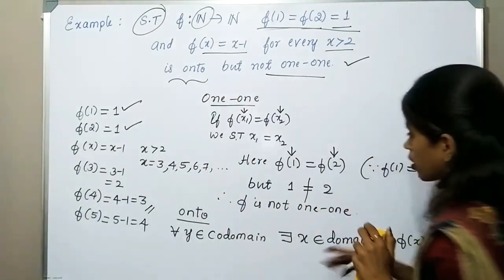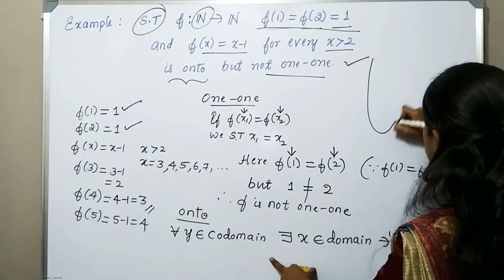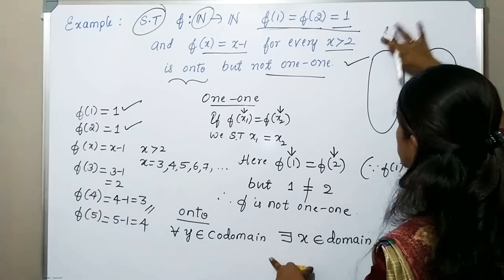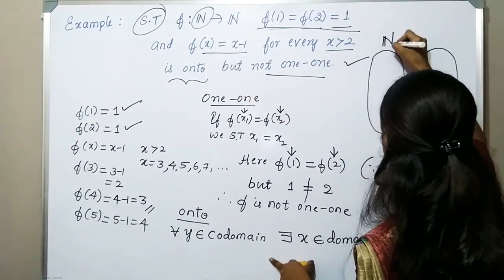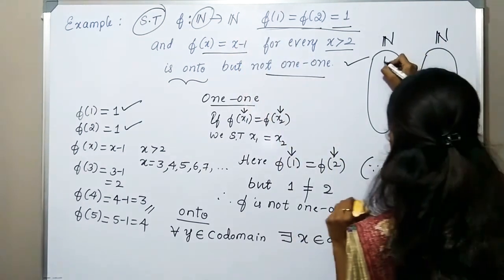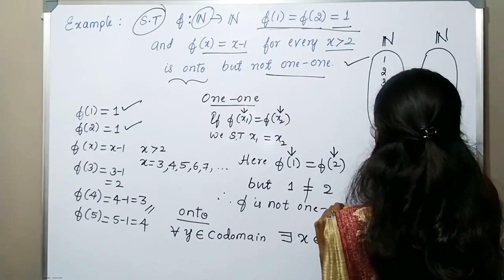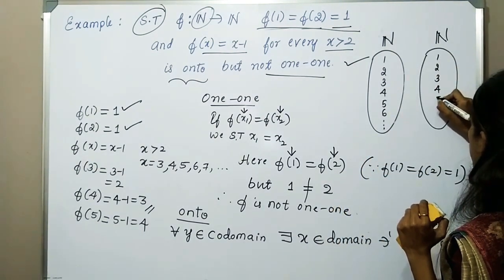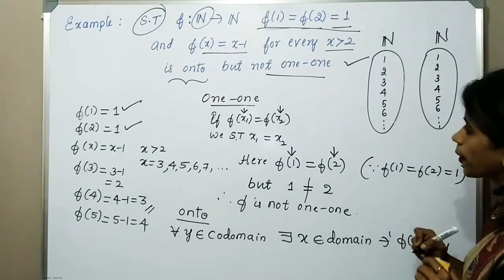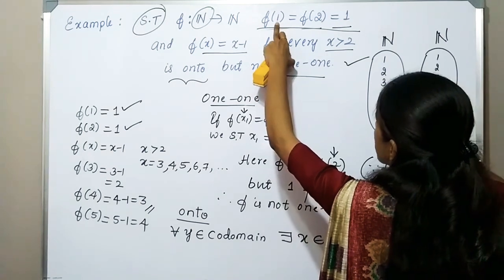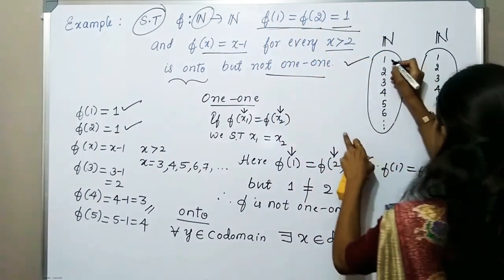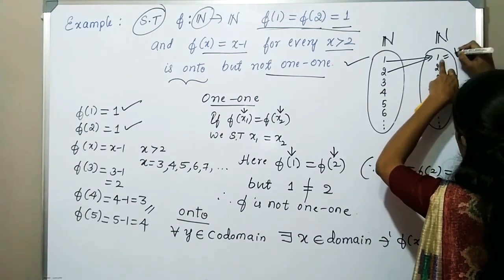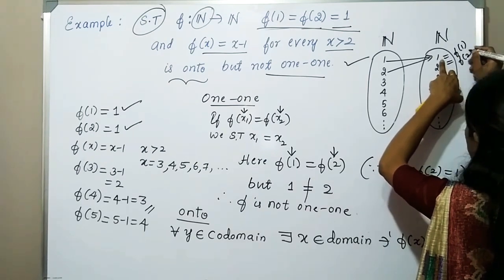So for this, if I take an arrow diagram, here what is the first set? Natural numbers. The second set is also natural numbers. That is 1, 2, 3, 4, 5, 6, I am taking up to 6 and so on. Here, what does it mean? f of 1 and f of 2 both map to 1. That is, 1 is equal to f of 1 and also equal to f of 2.